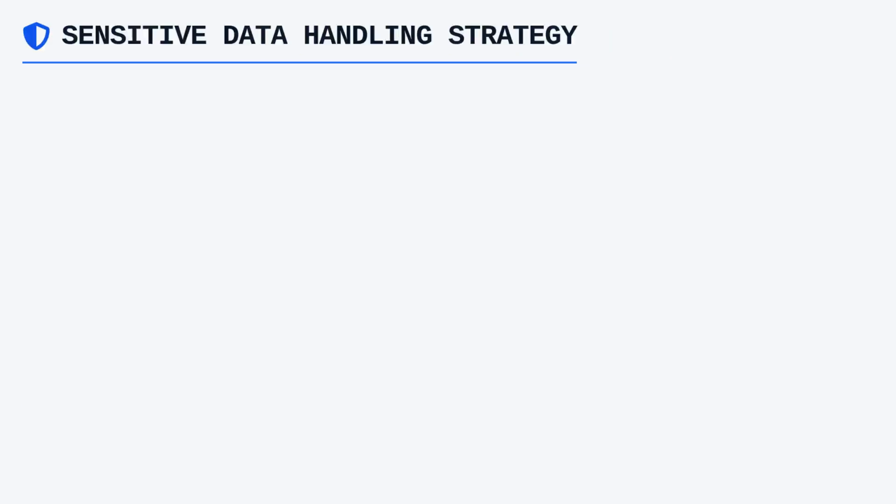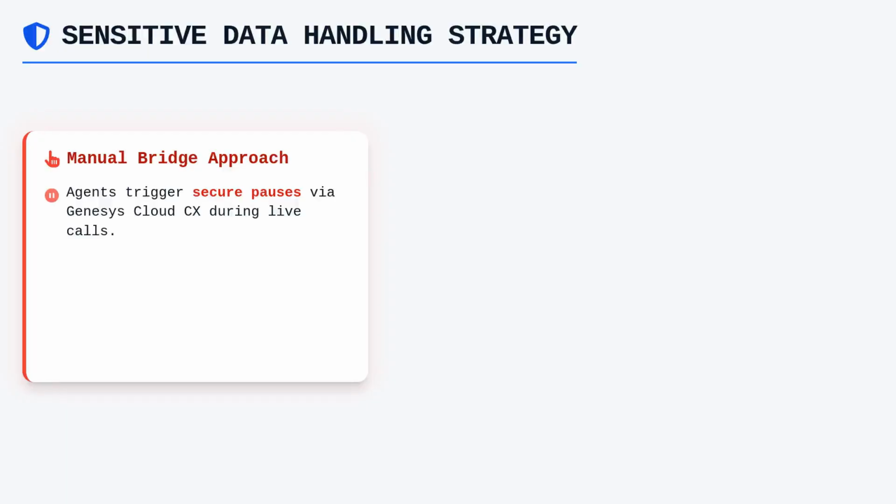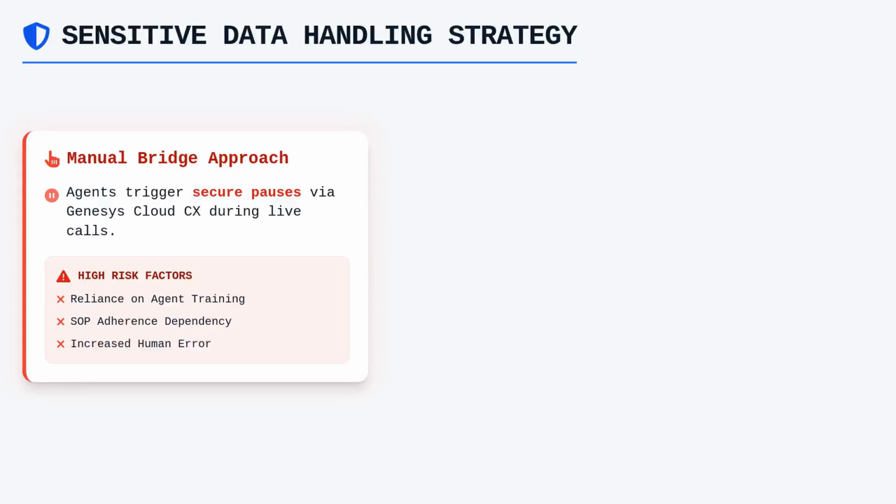Alternatively, we might encounter scenarios where automation is insufficient, necessitating a manual bridge. Agents can trigger secure pauses via the Genesys Cloud CX interface during a live call if they find themselves manually collecting sensitive information. While this provides flexibility, it introduces a reliance on agent training and adherence to standard operating procedures, which introduces a higher risk of human error compared to an automated Architect-driven implementation.